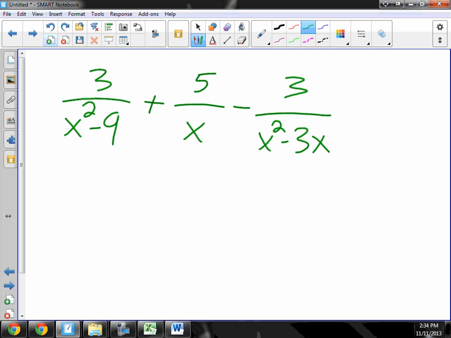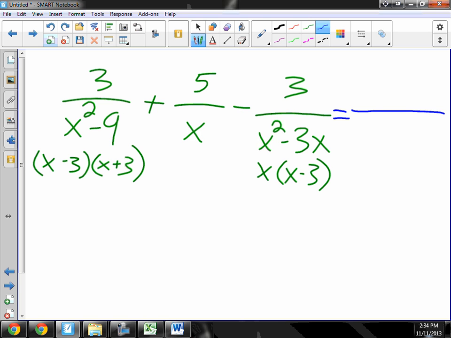So I need to factor all of the denominators to find out what my common denominator is. How does this one factor? X minus 3 and x plus 3. The second one doesn't factor. The last one, x times x minus 3.